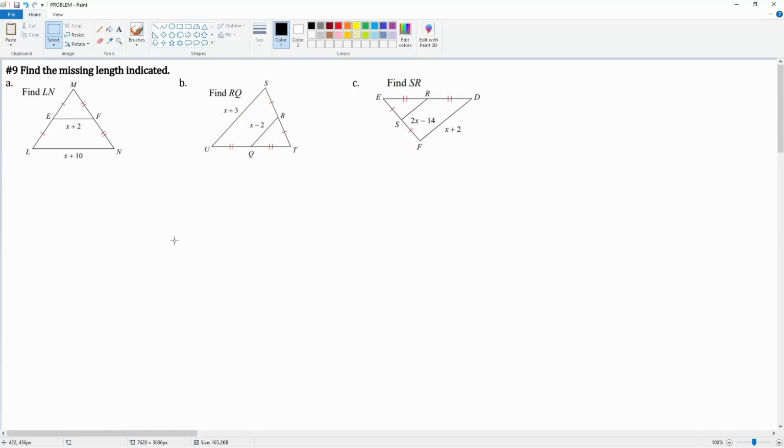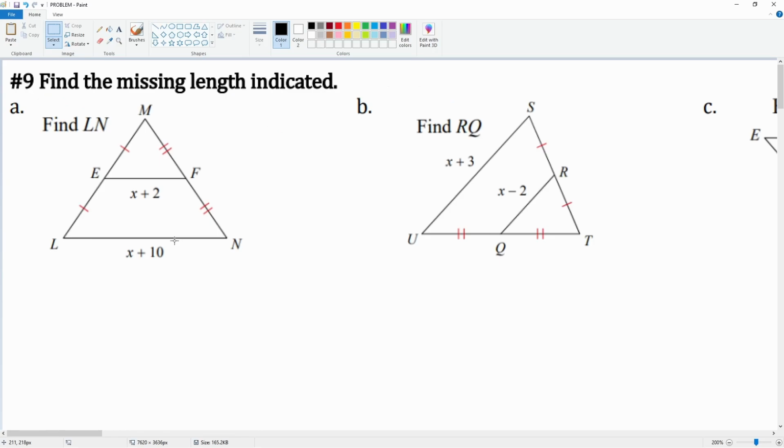This is section 7, number 9. You're finding the missing length indicated here. Notice that there are some red marks here. So the left side is divided into two congruent pieces, and the right-hand side is also broken into two congruent pieces. This means this middle part here, EF, is considered to be the mid segment.